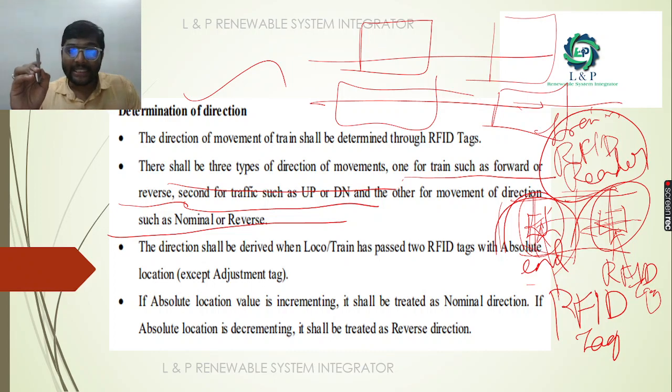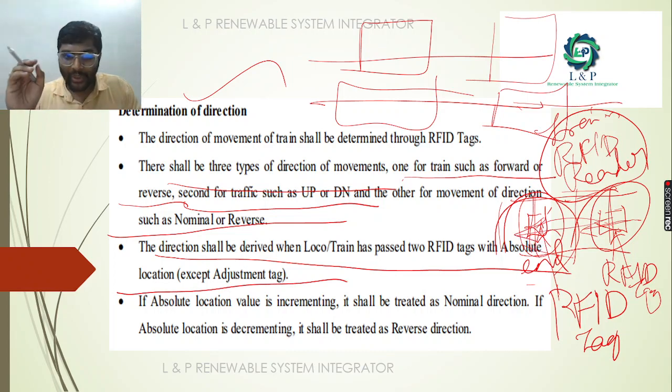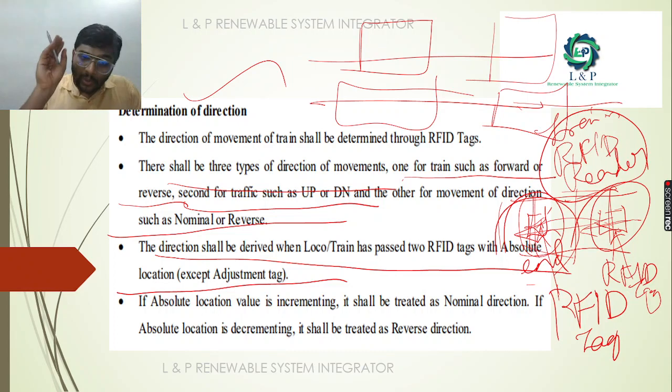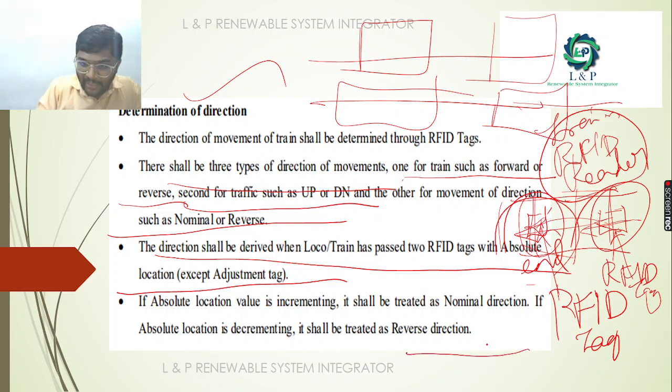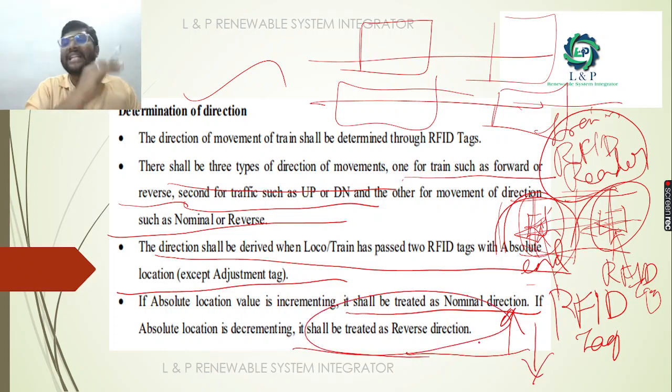And most importantly, how do we know the direction? Direction shall be derived when the loco train has passed two RFID tags in absolute location. So it means exactly if you cross through two RFID tags, we can come to a conclusion that it is confirmed for sure it is passing in that concerned direction. And the absolute location, how can we determine it? Very simple. If the absolute location value is incrementing, we can come to a conclusion that it is moving in a nominal direction. If the absolute location value is decrementing, it will be treated as a reverse direction.